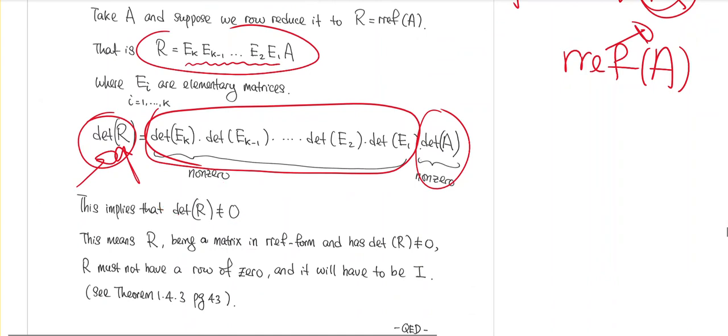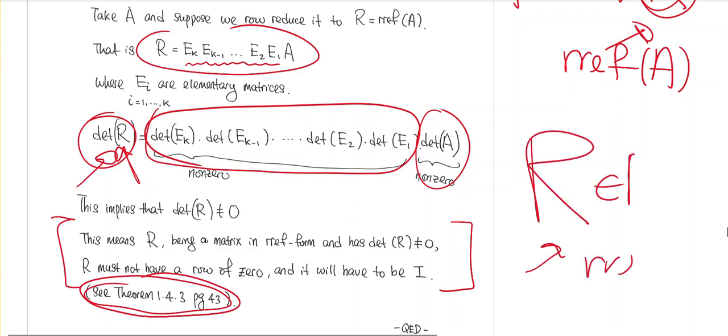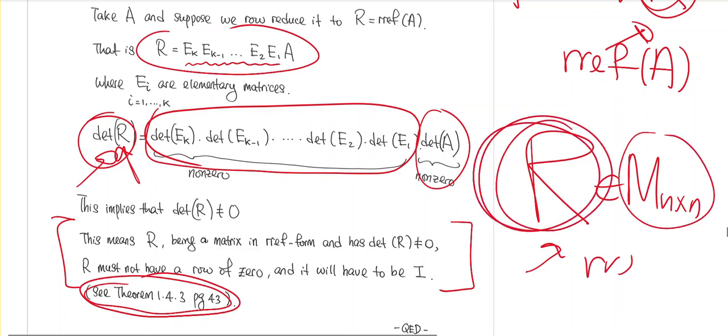Now, this part here, you have to give it a little bit of thought. If not, you can read the proof in Theorem 1.4.3, which says that if you have an RREF of a matrix, this is n by n though, otherwise it's not true. So it's an n by n matrix being an RREF of a particular matrix with determinant non-zero. This matrix R here has no choice but to be I. Okay, give it a little bit more thought and you will see why.